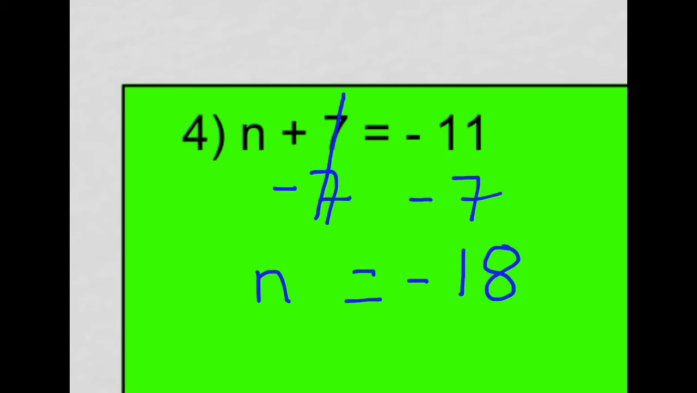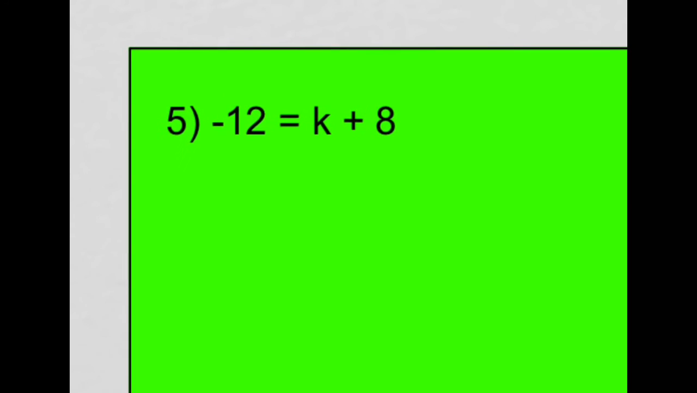Okay, 2 more we're going to do in this video. And you see it's the same thing every time, right? Just some different integer things we have to remember. Now in this one, what's going to be different is that the variable, this variable is k, is on the other side of the equal sign. But it doesn't matter, you do everything the same.